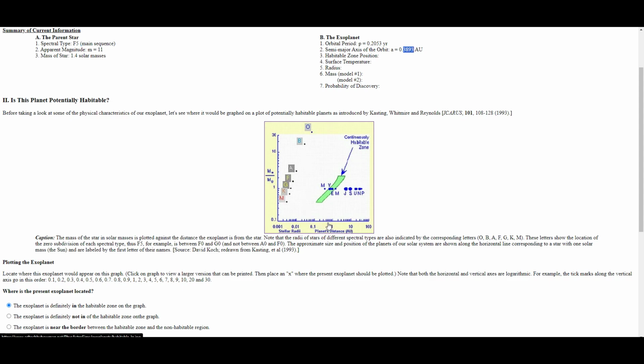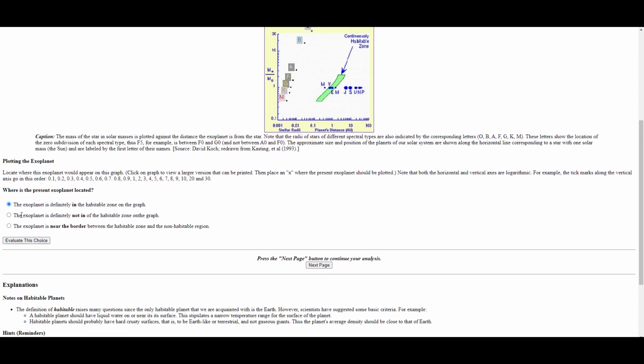Now, this is log, so be careful. Each notch is stretched out a little more than it is. So we're looking at 0.3 is about here. We're coming up to F5, which is about here, where this M is. You'll note M is not in that green strip, which it's telling you is the habitable zone. Now you can click on this and make it bigger if you need to. That's fine. But the idea is that this plot of this star or this planet does not fall in the habitable zone. So we're going to put it is not in the habitable zone.